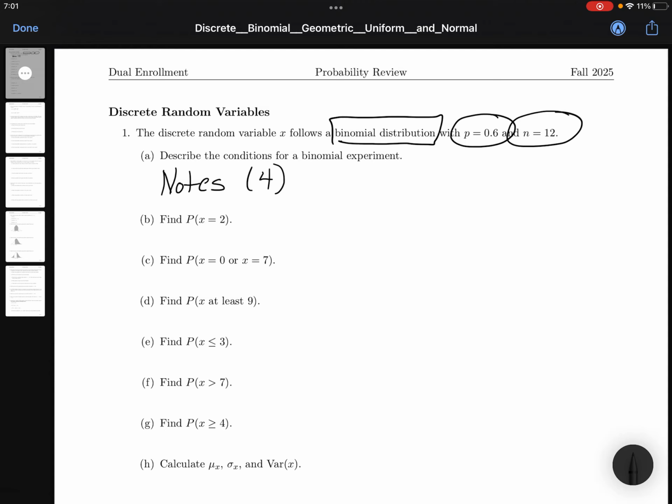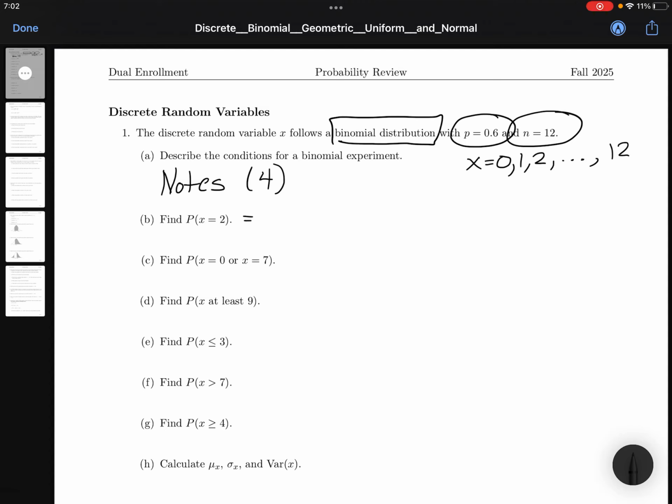Find the probability that x equals 2. So that means exactly 2 successes out of 12. Now remember, your random variable x has 13 outcomes: 0, 1, 2, so on, all the way up to 12. That's actually 13 outcomes. We want just the probability of 2.